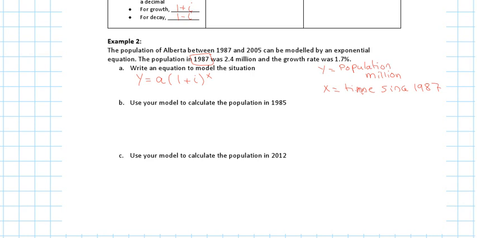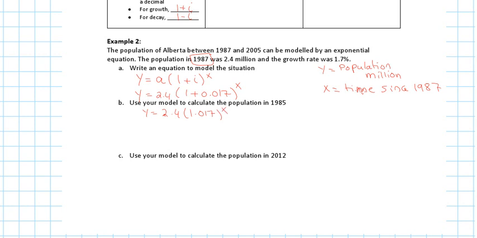Okay, so that's going to be Y equals 2.4. I'm not going to even write million because I've already said that Y is the population in millions. 1 plus 0.017 to the power of X. Okay, which can be simplified to Y equals 2.4 times 1.017 to the power of X.